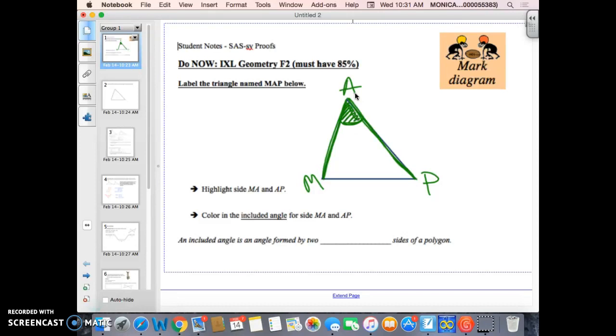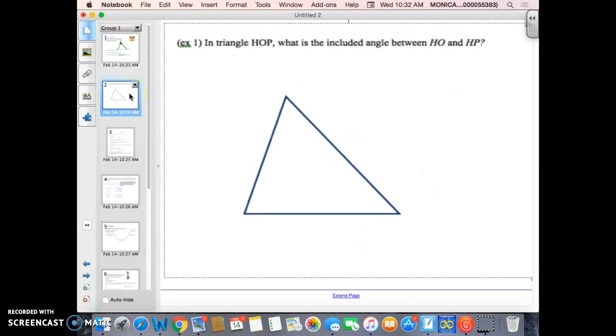An included angle is an angle formed by two sides, and so we would call these two sides adjacent sides of a polygon. Okay, so A would be the angle that's included between the side lengths of MA and AP. That's what we call an included angle. Okay, so that's going to be important vocabulary for what we're going to come across coming up.